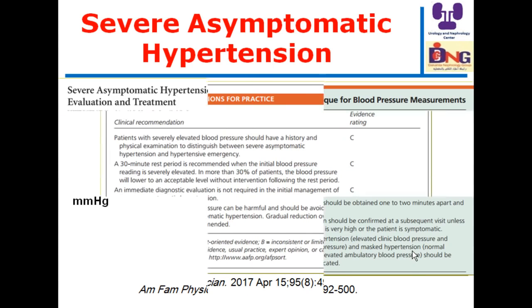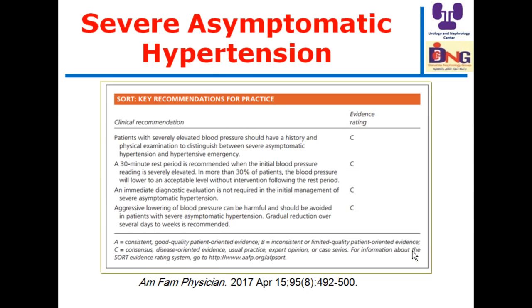The recommendations, and this is a clinical recommendation: patients with severely elevated blood pressure should have a history and a physical examination to distinguish between severe asymptomatic hypertension and hypertensive emergencies with evidence of end organ damage. This is evidence C. A 30-minute rest period is recommended when the initial blood pressure reading is severely elevated. In more than 30% of patients, the blood pressure will lower to an acceptable level without intervention following the rest period. An immediate diagnostic evaluation is not required in the initial management of severe asymptomatic hypertension, although the majority of them may be confronted in the emergency department.